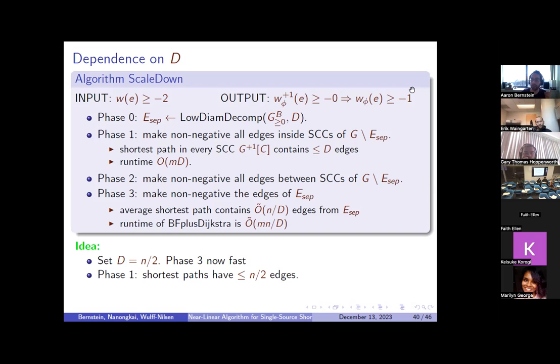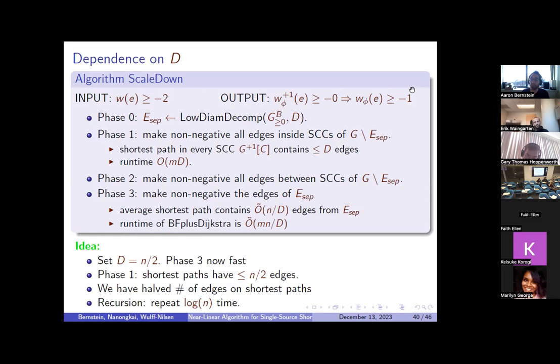We started with a graph where every shortest path contains at most n edges, but now inside of each of our components, every shortest path contains at most n over 2 edges. So we basically have the number of edges on the shortest paths. And so if you just apply this recursively log n times, until eventually all of your shortest paths have very few edges.